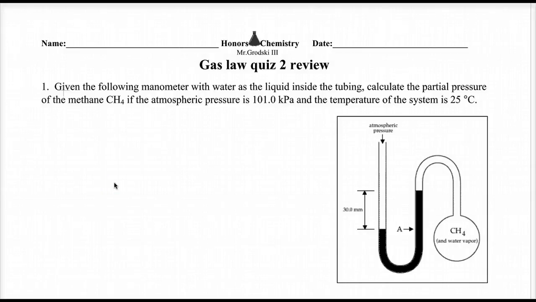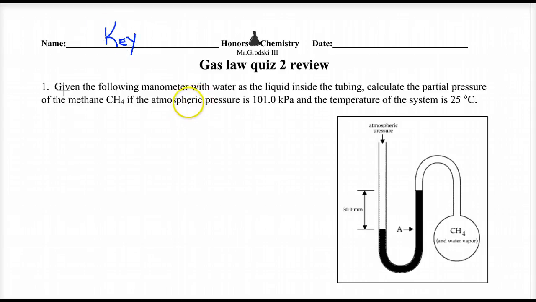So in this lecture I will be reviewing the Gas Law Quiz 2 problem that I wrote for you as a review for the second Gas Law quiz. So let's get started. Hopefully that's going to be a key that's written smaller. Okay, so here's the key, hopefully.